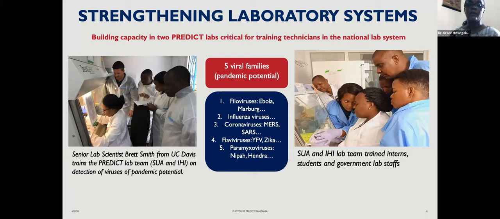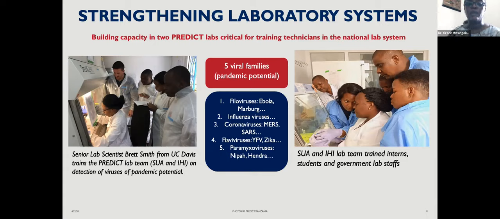Next slide. So from the community, we had to transfer all the samples to the lab. Like David mentioned, building capacity in our laboratory was very, very critical. And now we see the potential of what Patrick did, making sure that the local laboratory has the capacity to detect viruses.